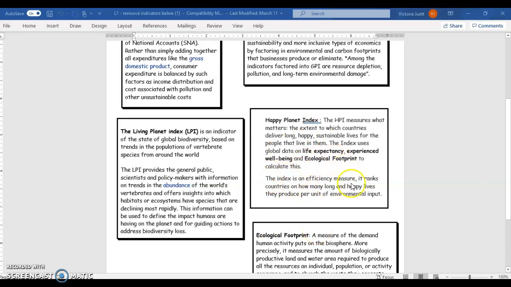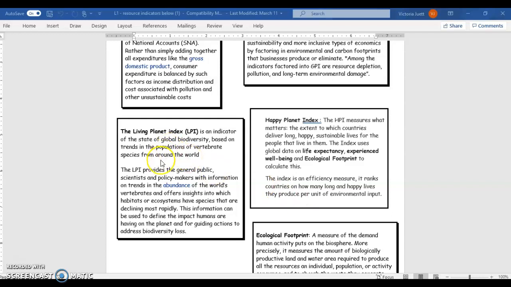I imagine it would be quite entertaining to see what all of our Happy Planet Indexes were at the moment. So HPI measures things that matter, it says. So long, happy, sustainable lives for the people that live in the countries that are measured. It uses data on life expectancy, experienced well-being, and the ecological footprint.